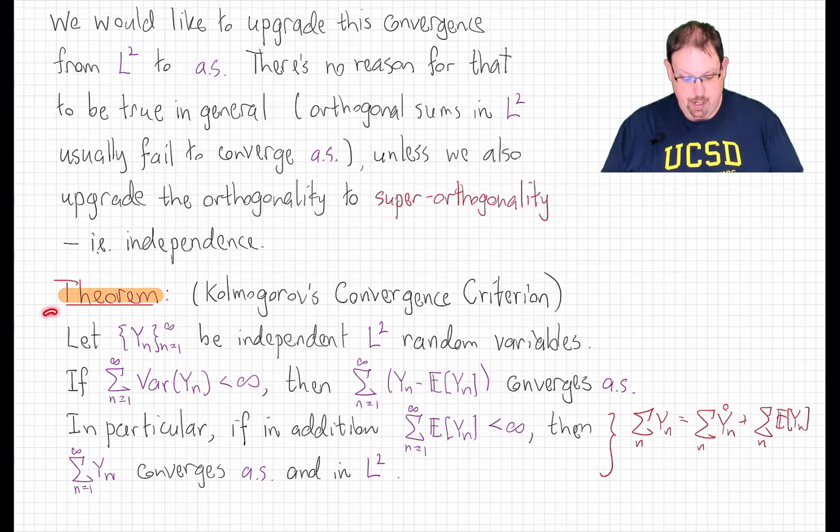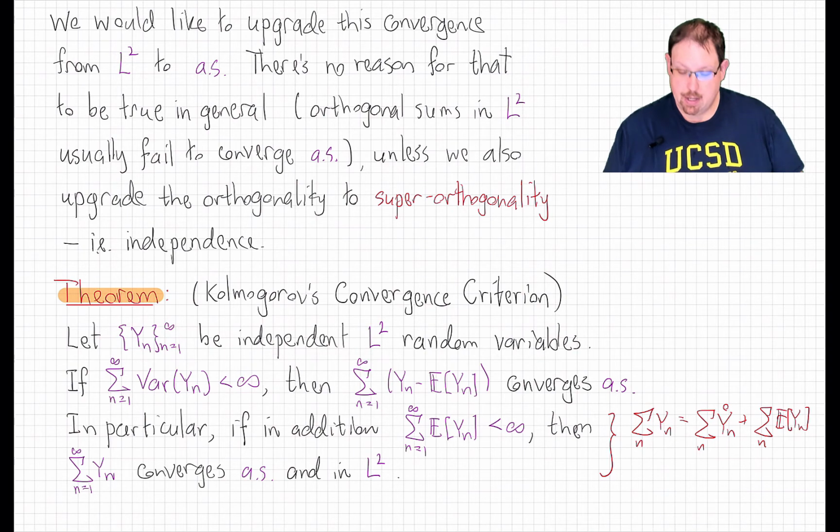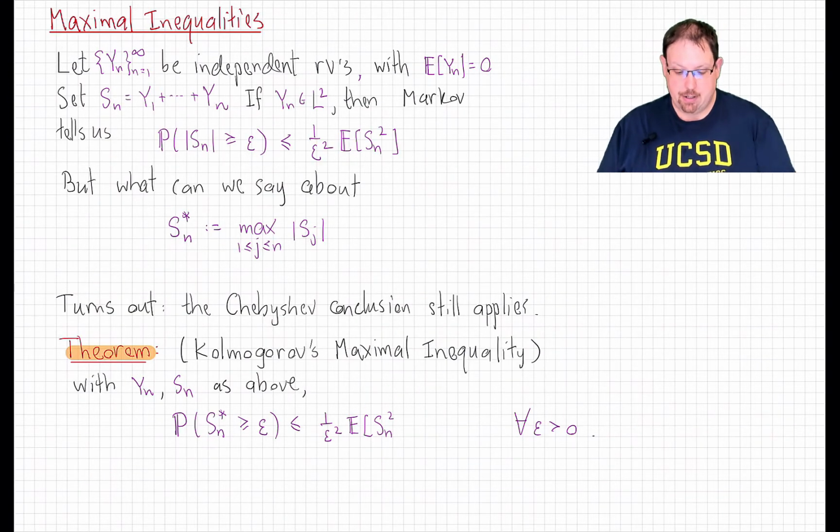So we need to prove this strong, almost sure convergence result under the assumption of independence of these L2 random variables. In order to do that, we're going to prove our first example of a maximal inequality. Take our sequence of independent random variables, and let's assume that their expected values are already 0, so that I don't have to keep writing those silly circles on top to center them.